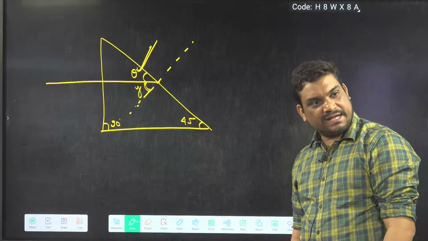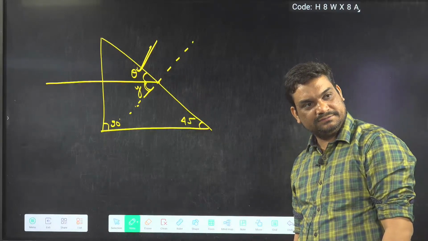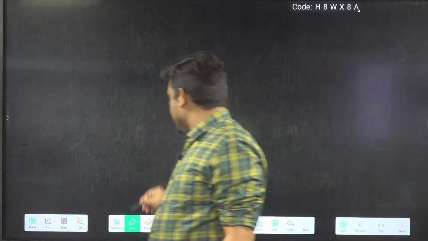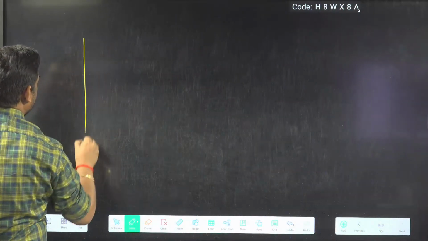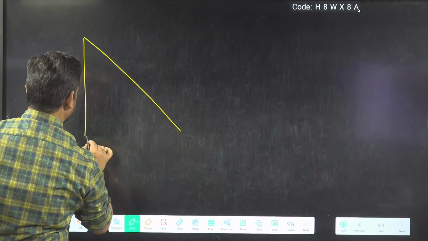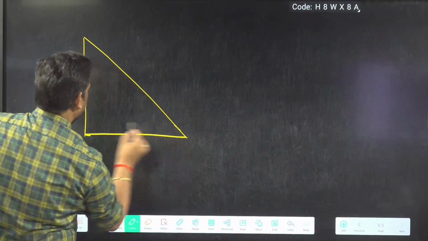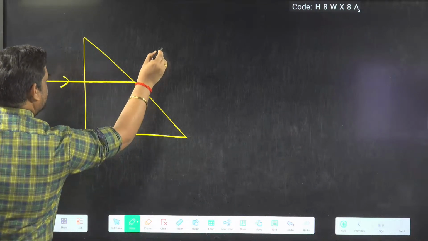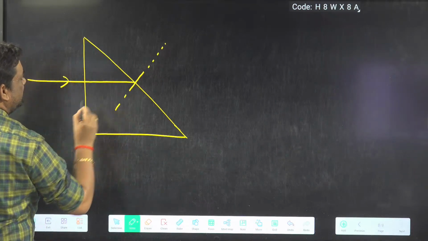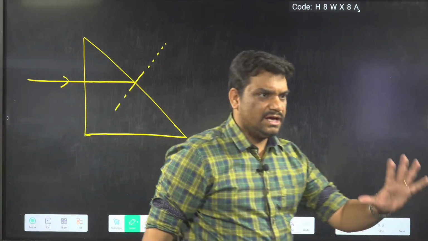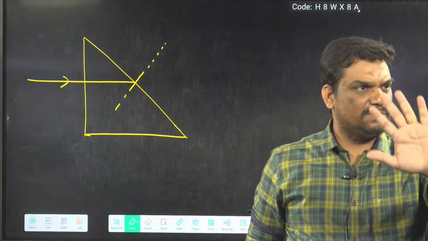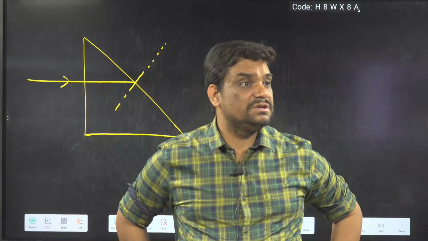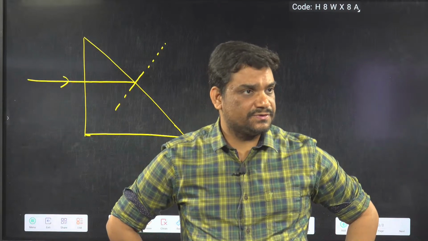So can I give you one more question on this pattern? Let me give it to you, and if you are able to get this one, then very good. One ray is coming like this. This is the normal. Normal means basically 90 degree. I hope you know. If you don't know, remember the normal is always 90 degree to the surface.